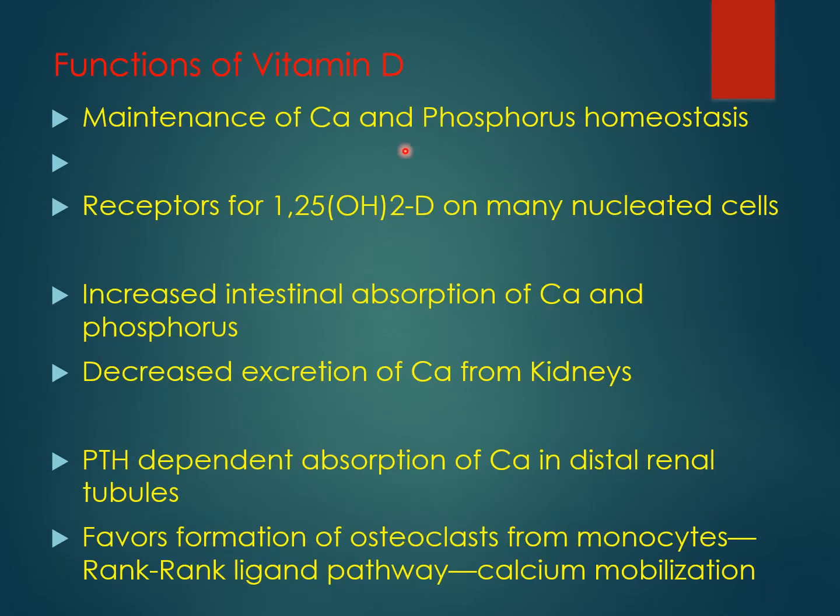Functions of vitamin D are important. Of course, they are important in the maintenance of calcium and phosphorus homeostasis. In many nucleated cells, we have receptors for 1,25-dihydroxy vitamin D. So their important function is that it will increase intestinal absorption of calcium and phosphorus, and it also results in decreased excretion of calcium from the kidneys. There is also parathyroid hormone dependent absorption of calcium in distal renal tubules. So all these factors will contribute towards restoration of calcium level in the blood.